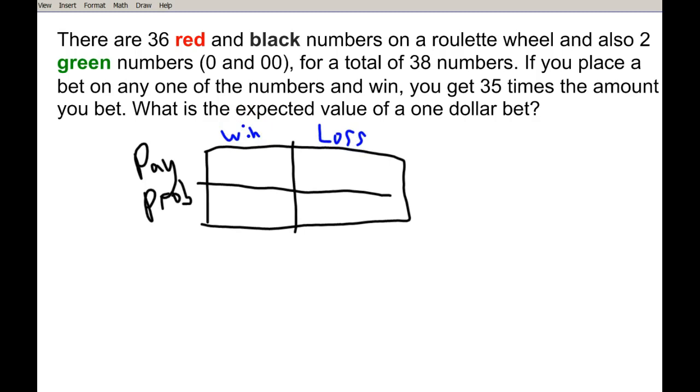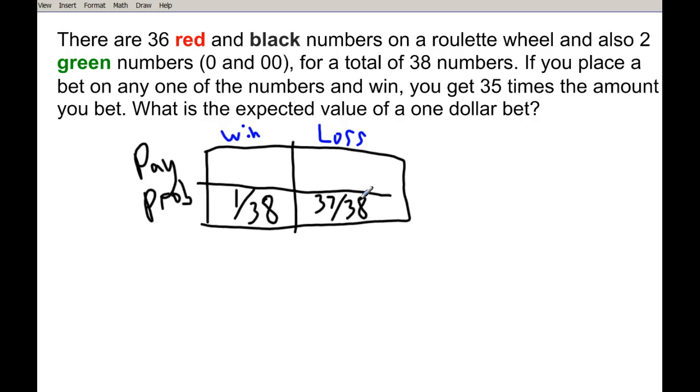So for this one, I always like to do the probabilities first. The probability of winning is, there are 36 plus 2, so there's 38 different spots. You have a 1 in 38 chance of getting your number called. So 1 in 38. Probability of losing is the complement of that, 37 out of 38.